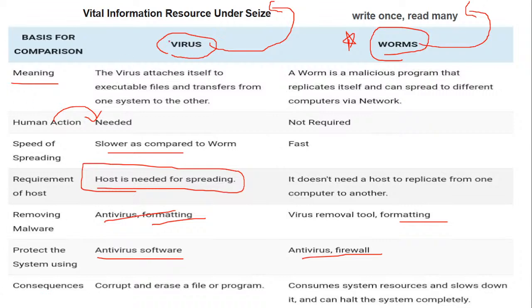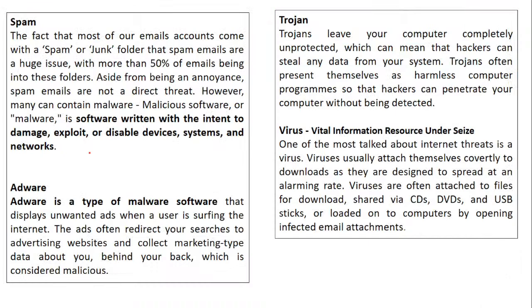Consequences, what are the effects? A virus can corrupt and erase a file or a program because it spreads with the help of executable files. Whereas a worm consumes system resources and slows the system down. It can even halt the system completely. Is it clear with everyone? Okay, fine. Now apart from this, let's see what new terms have been added. Let's go one by one.